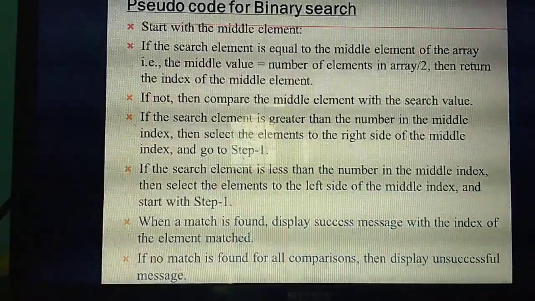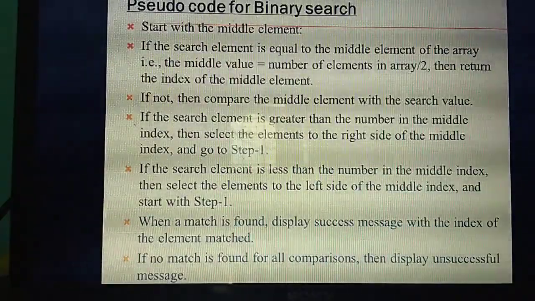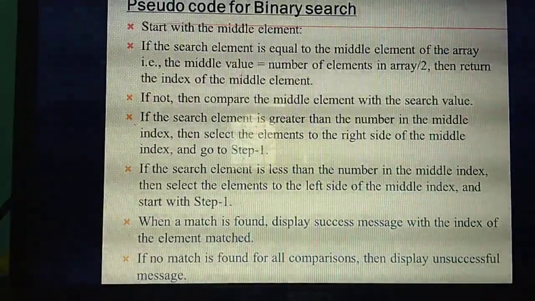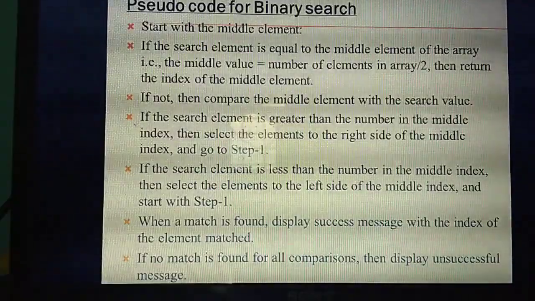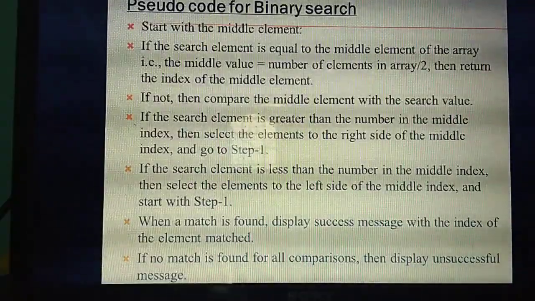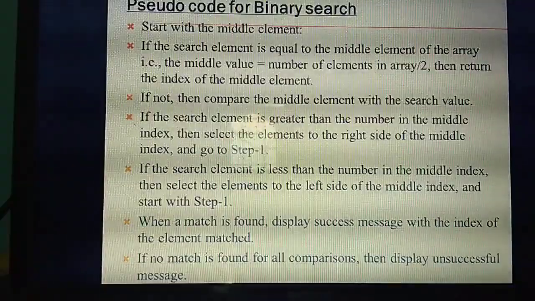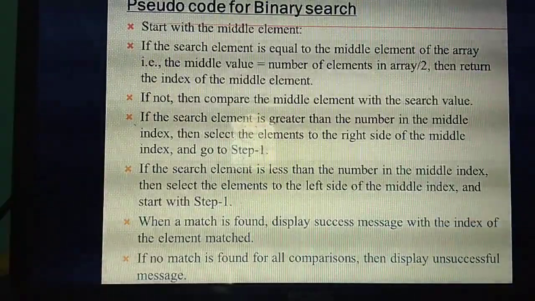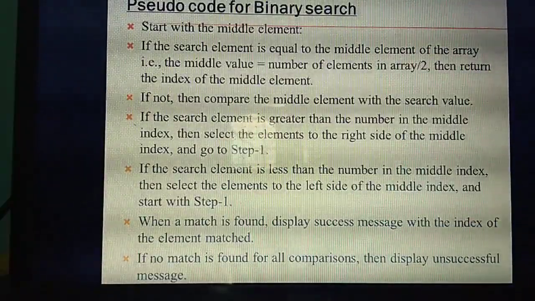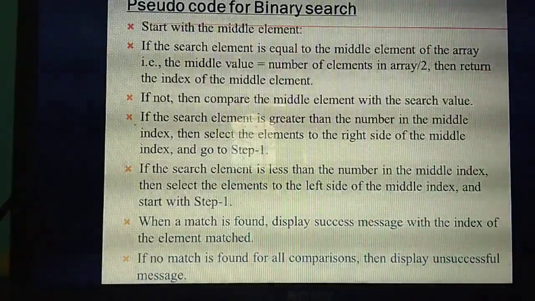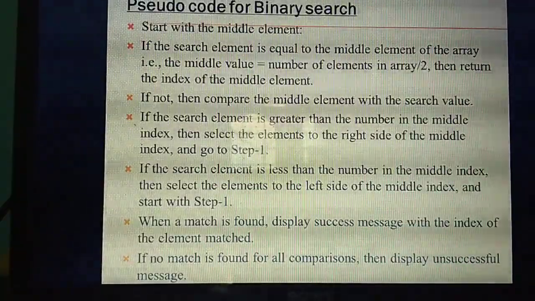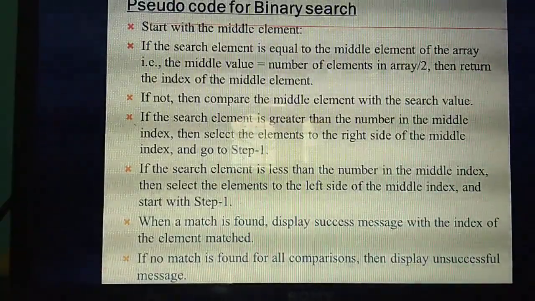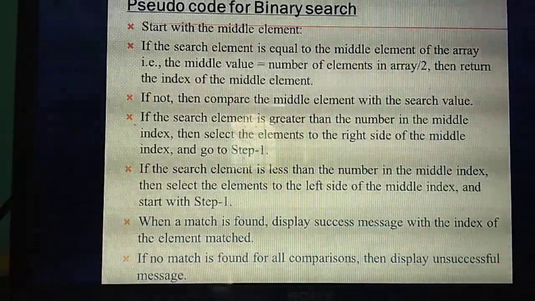Suppose the match is not found. What will it display? If you have compared all these things and the match is not found, it will display that there is an unsuccessful match. There is no match. Suppose the match is found, it will display the success message and return the index value or position of the particular element in the array. Understood? In the next slide I will explain one example, then you will understand easily.